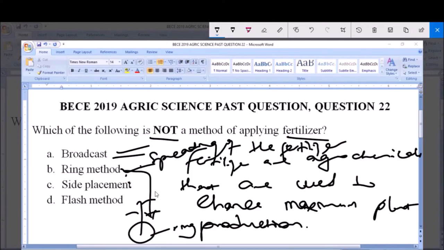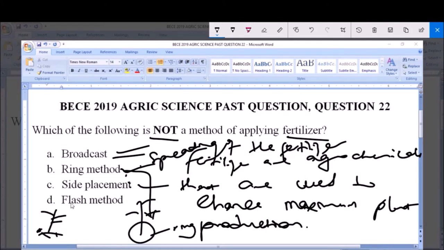Then C here says side placement. Now, side placement is also a method of applying fertilizer, in the sense that the fertilizer is placed close to the plant, that is at one side of the plant. Let's say for instance you have a plant like this. Now you place the fertilizer close to the plant, at the side of the plant, that's side placement. So side placement is also a method of applying fertilizer.